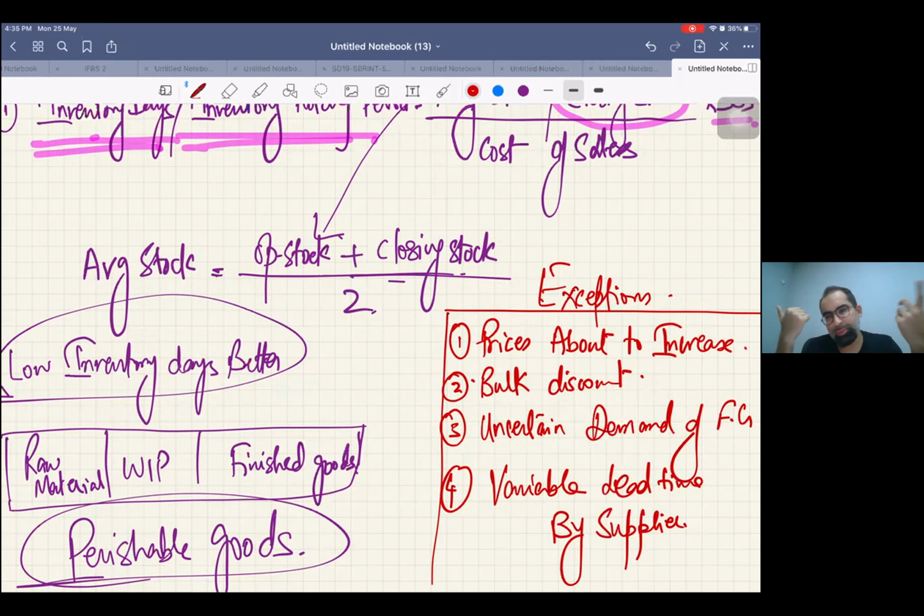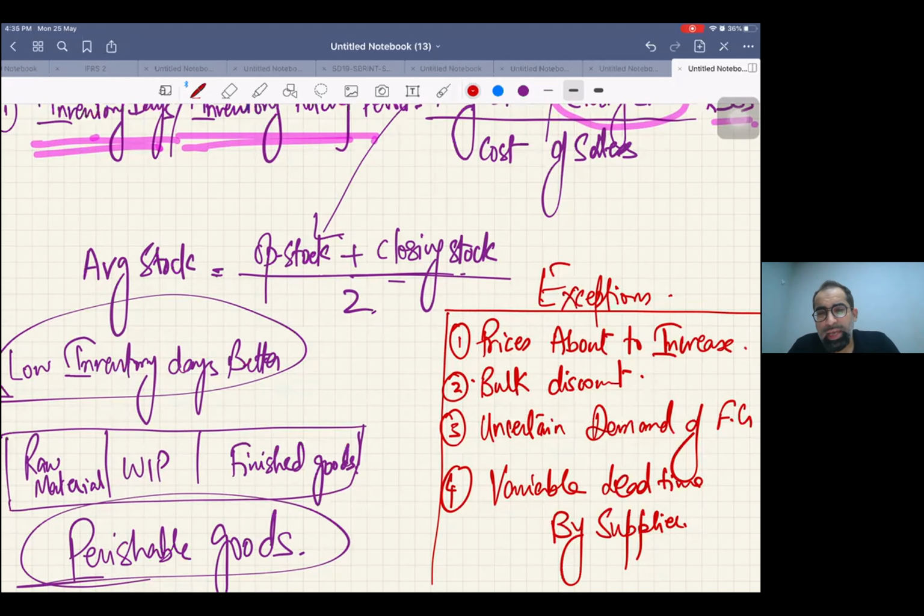Number two, bulk discount. Yes, sometimes we get a very big discount from our supplier. So at that time we don't look at our holding cost, we just buy it, right? Okay. Then number three, uncertain demand of finished goods.